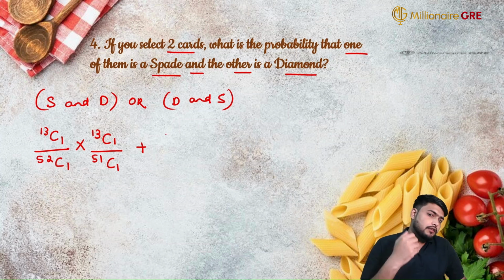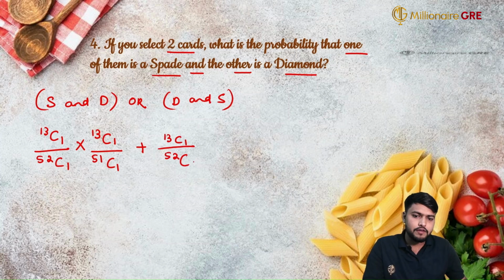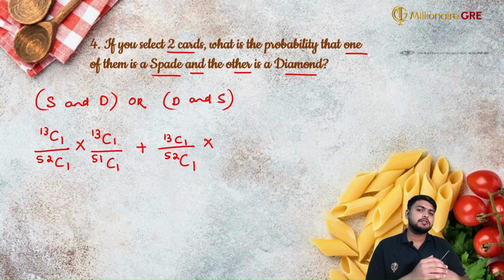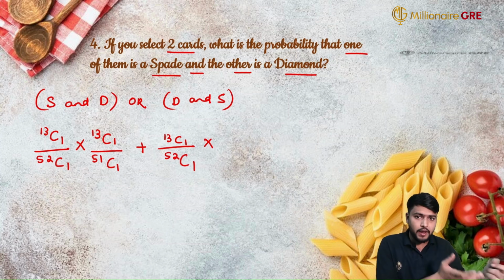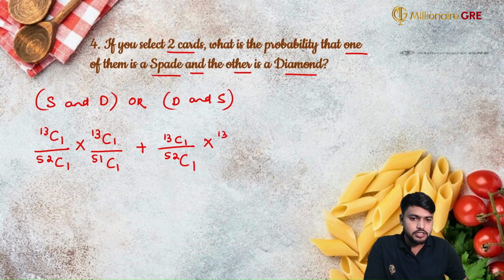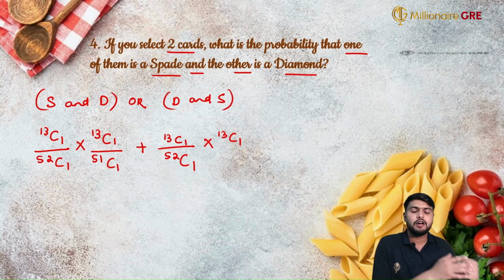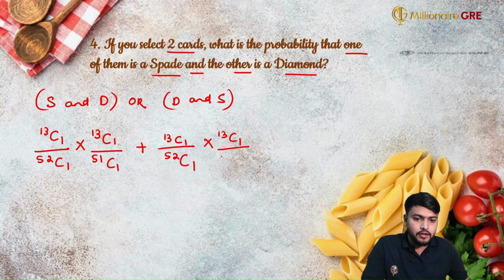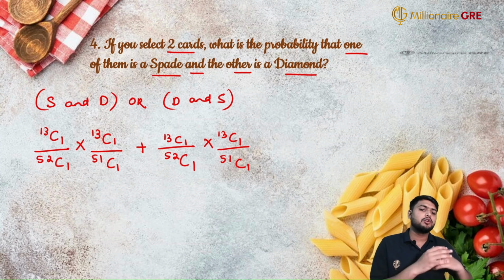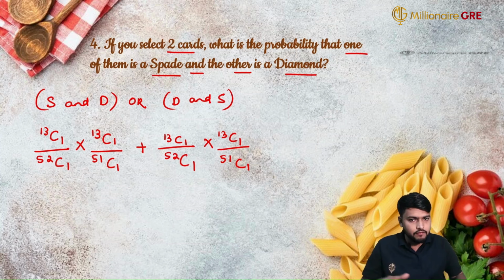What is the probability that the first card is a diamond? 13C1 upon 52C1. And means multiplication. What is the probability that the second card is a spade? 13C1 ways to pick one spade out of 13 spades. 51C1 ways to pick one card out of the remaining 51 cards. So this is the answer.